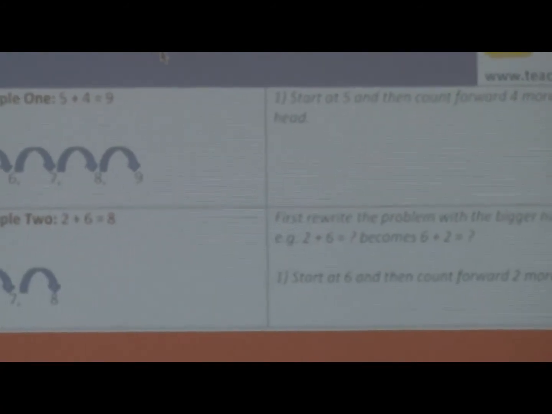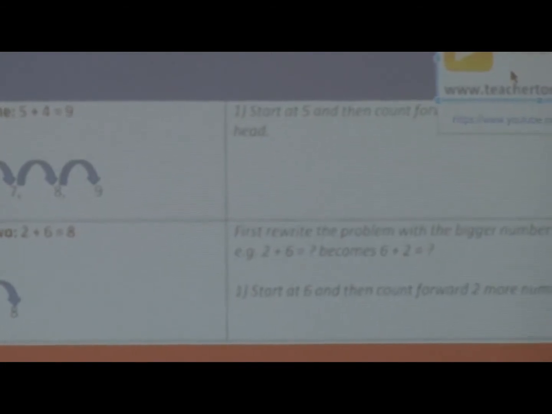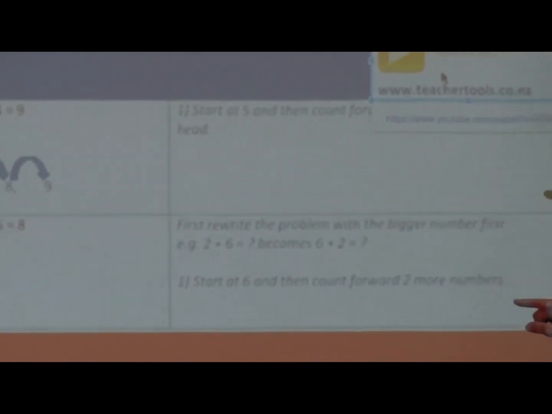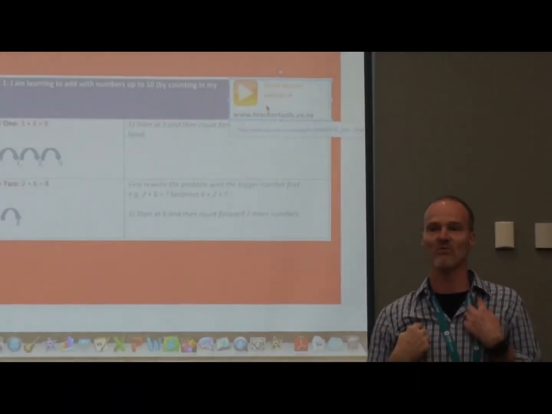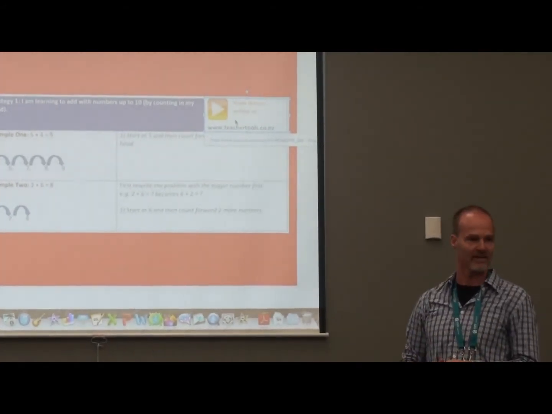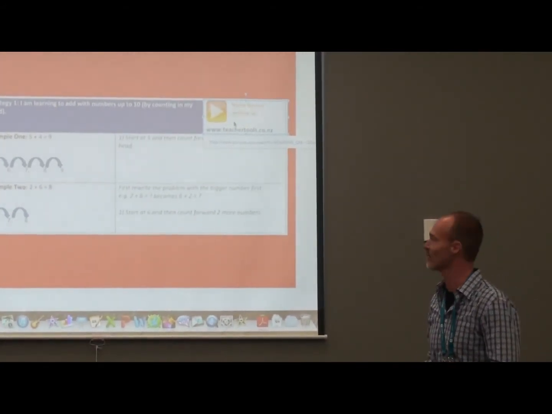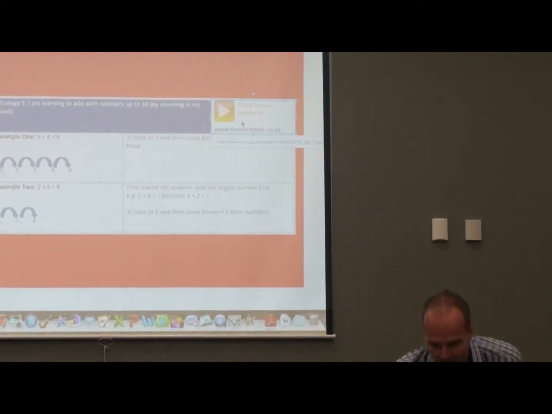If they're completely lost, that links to a YouTube video explaining the strategy. So they don't have to wait for me. Again, it comes down to where's the locus of learning power? It doesn't stay with me. They've got all this, they can go and access it. They can sit at home with mom and dad and grandma and big brother, sister, whoever, and it's there.